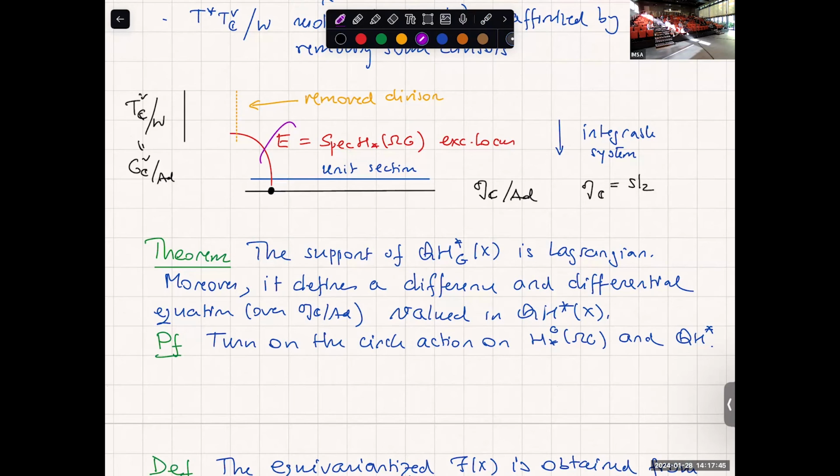Lagrangian could be supported at the intersection with the unit section, and that could be far away from the point 0. And order by order homotopical calculation would only see the point 0. So this space provides the uncompletion you need to compute fixed point categories.